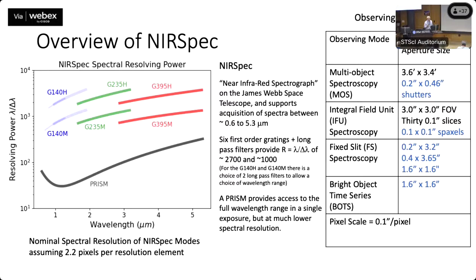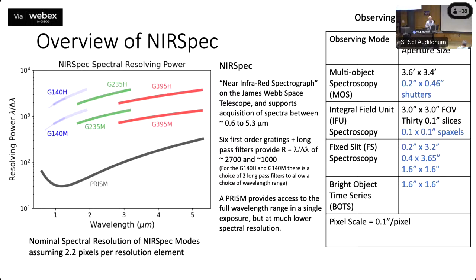There are a number of ways you can use these gratings with the instrument. The signature mode is the multi-object spectroscopy, where you have about 250,000 microshutters. You can select which microshutters you want to open and point the telescope to get tens or dozens or sometimes up to 100 different targets getting simultaneous spectra. In addition, there's an integral field unit which just does a much smaller 3x3 arcsecond area, but slices it into 30 tenth-arcsecond wide slices. And each slice projects onto a different area of the detectors. So you can build 3D data cubes from that.